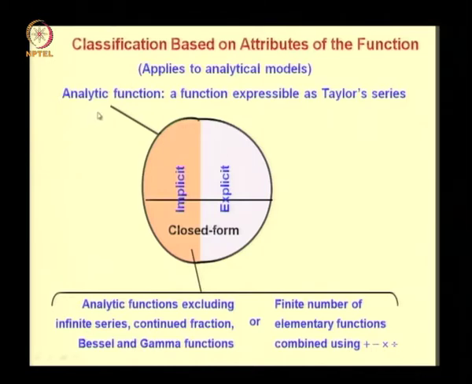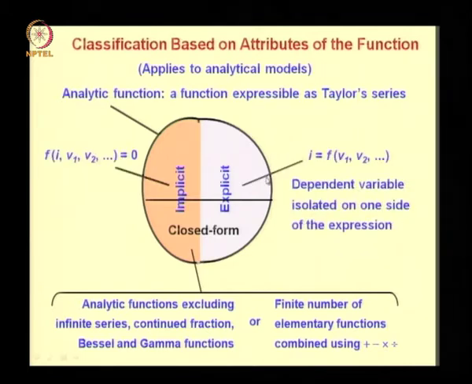Another way you can classify analytic functions is implicit and explicit functions. The closed form functions can be of both implicit and explicit type. So an explicit function is of the form I equal to a function of the various voltages. So in this form the dependent variable is isolated on one side of the expression, whereas in the implicit form the dependent and the independent variables both are on the same side of the equation.